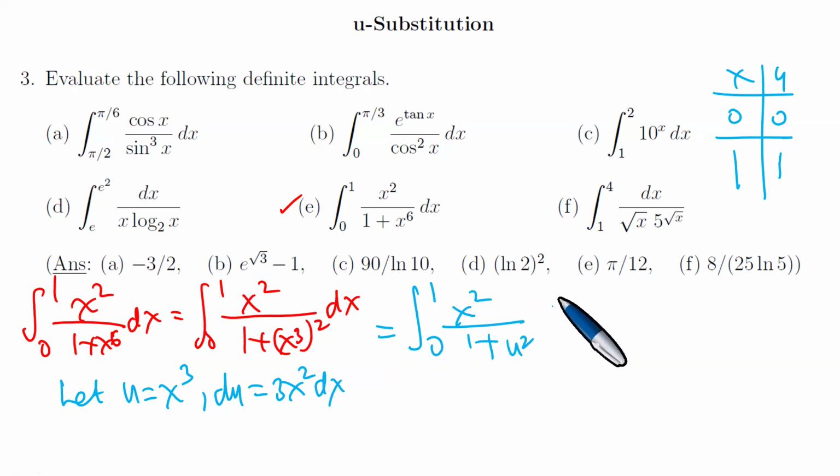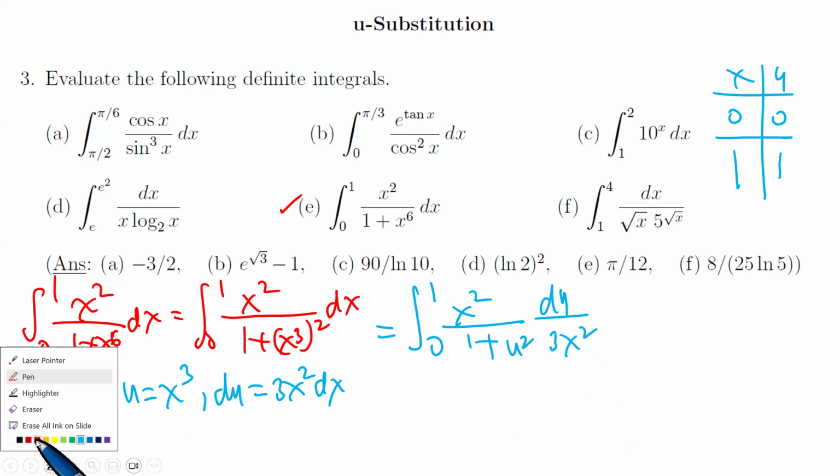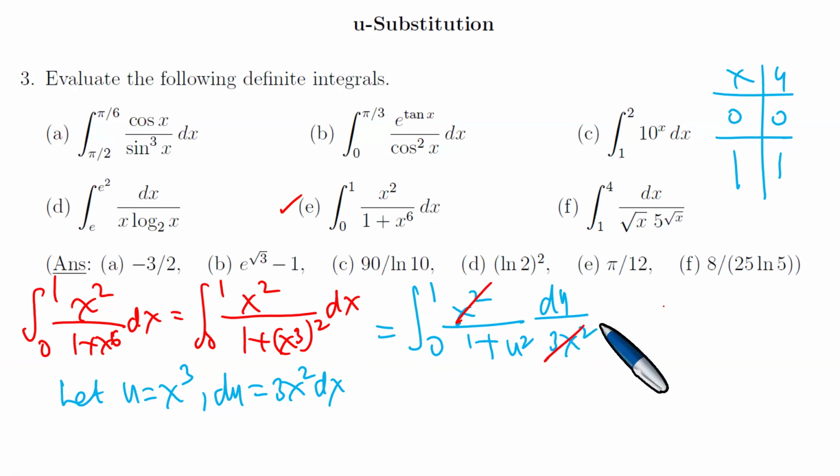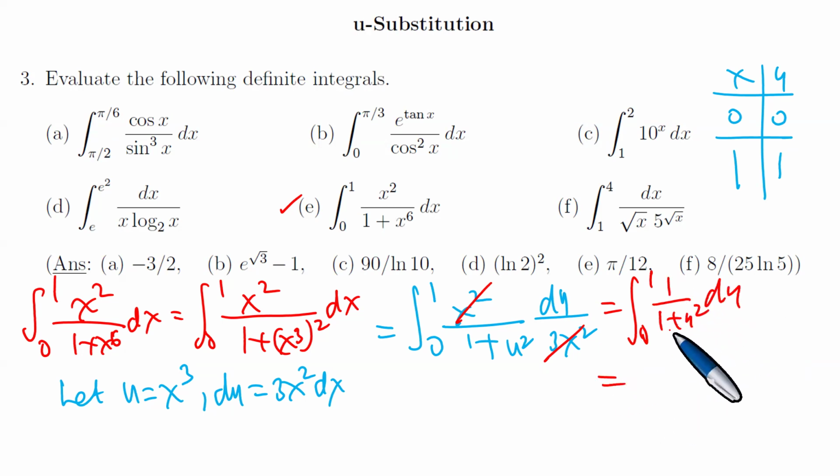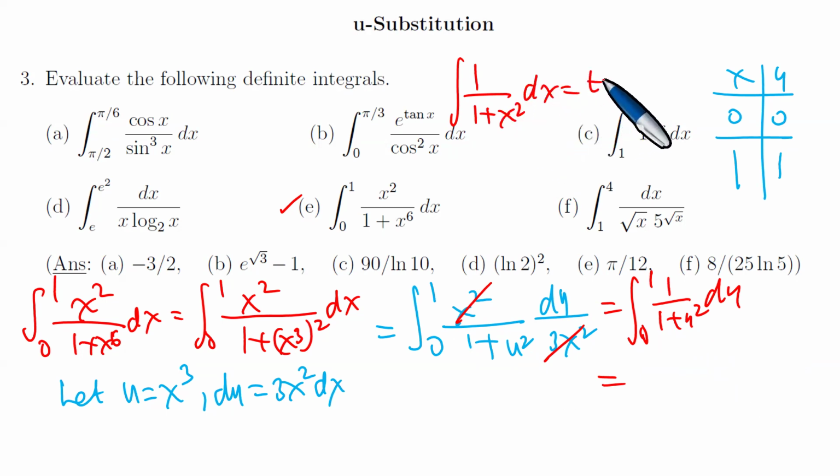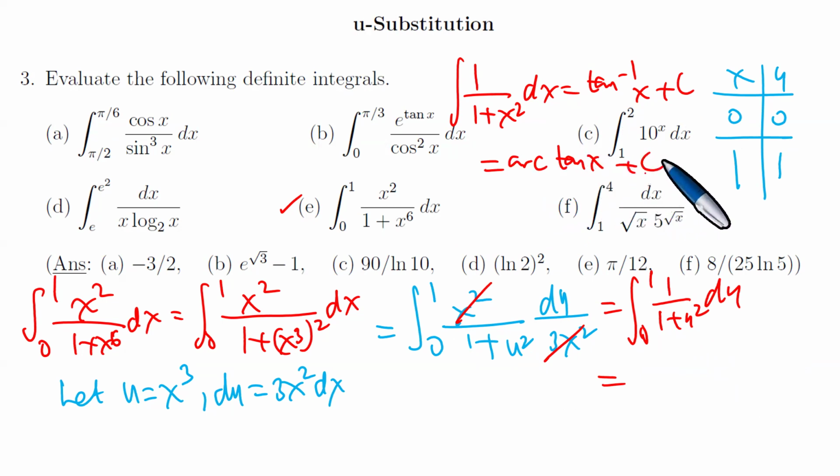Dx is du divided by 3x squared. We cancel this, meaning we have the integral from 0 to 1, 1 plus u squared du. Okay, now we go back to the rules. What is the integral of these? So the integral of 1 plus x squared dx, what is this integral? It's arctan x, but you can also write it as the trigonometric tangent inverse of x. So this one is arctangent of x.